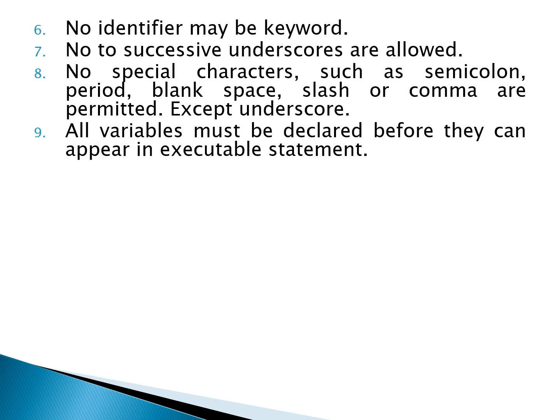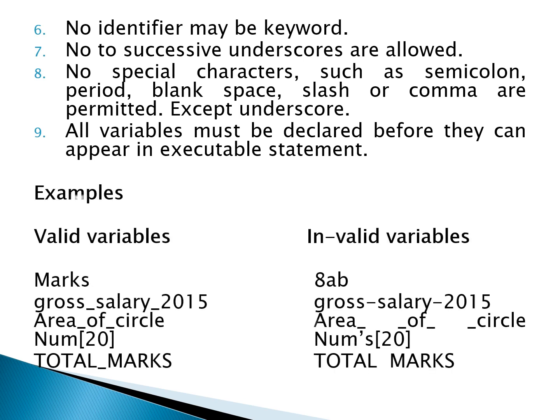And all variables must be declared before they can appear in an executable statement. Whatever variables you want to use in your program should be declared in the declaration part of a C program, either as a global variable or as a local variable. Global variables are the variables declared after preprocessor statements and before the main function. Local variables are the variables declared inside main or inside user defined functions.